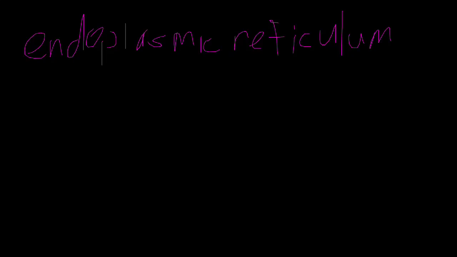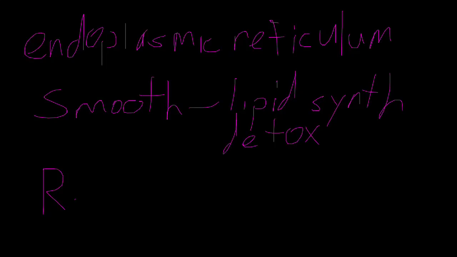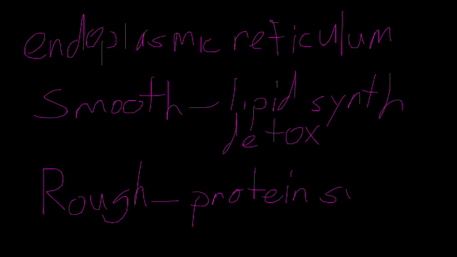The smooth endoplasmic reticulum is mainly involved in lipid synthesis and detoxification. And the rough endoplasmic reticulum is mainly concerned with protein synthesis. And that makes sense because it is studded with ribosomes, which we said earlier are used to make proteins.